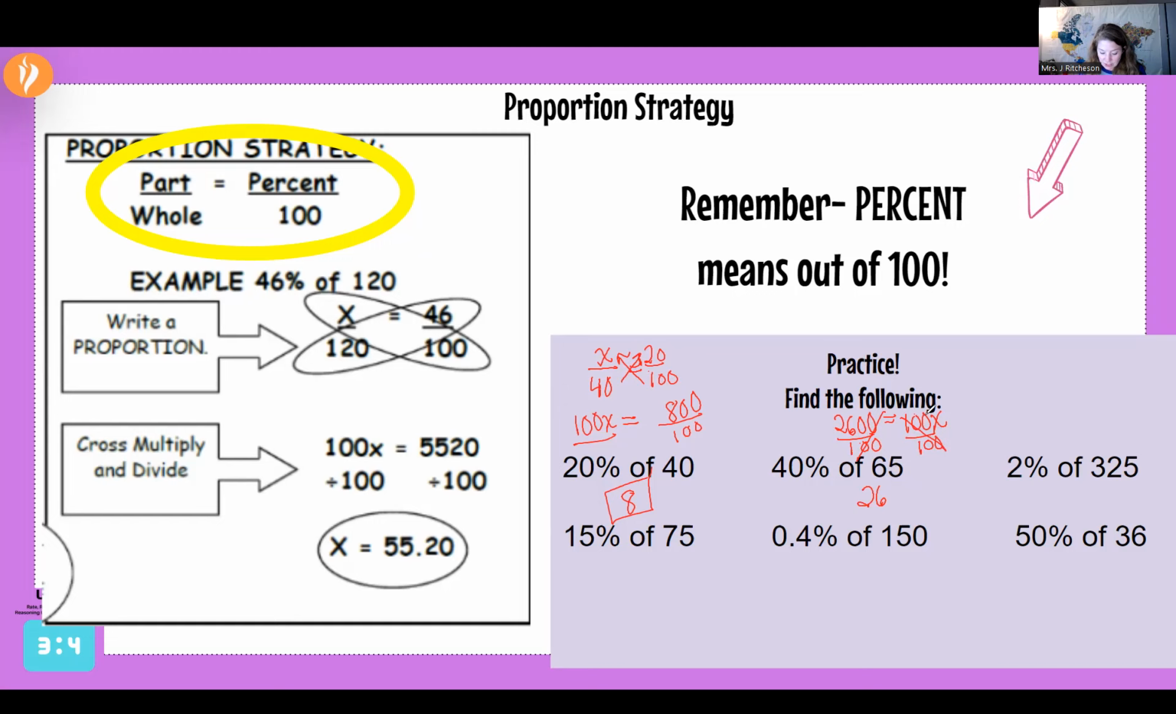And then that number divided by 100 is 6.5. The next one, you should multiply 75 times 15 and divide that by 100. And it should be 11.25. The next one, we're going to do 0.4 times 150 and divide that by 100. 0.6 is the final answer. And then half of 36 would be 18.